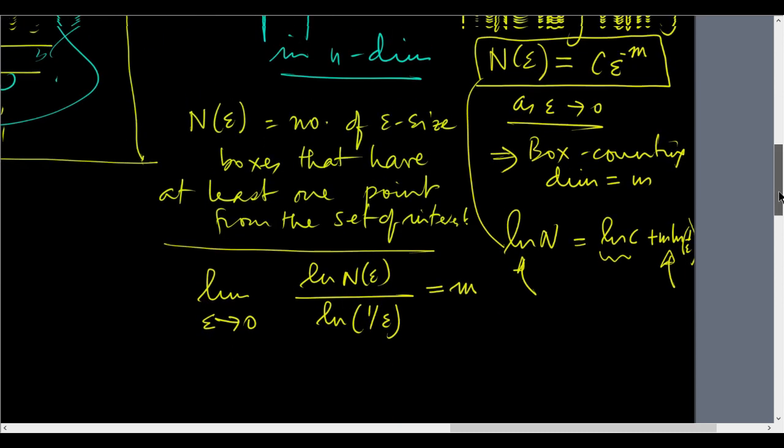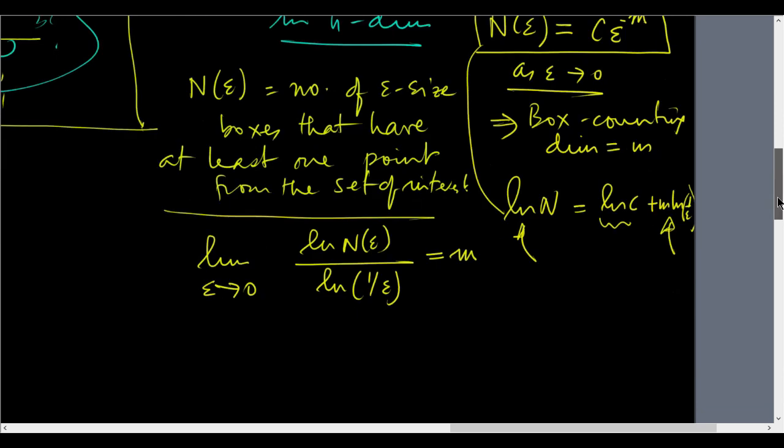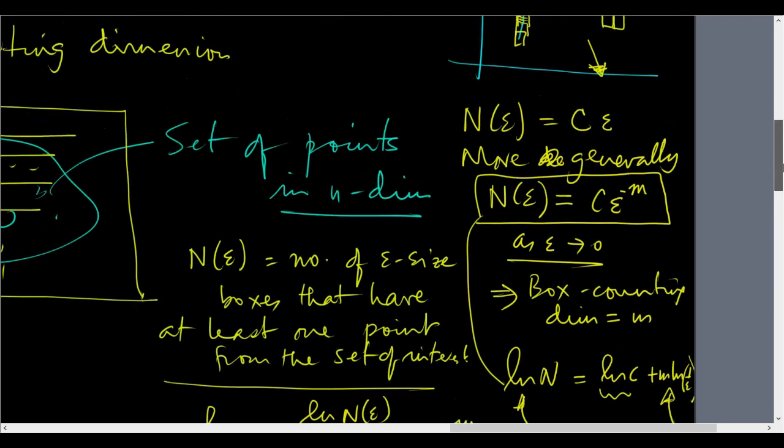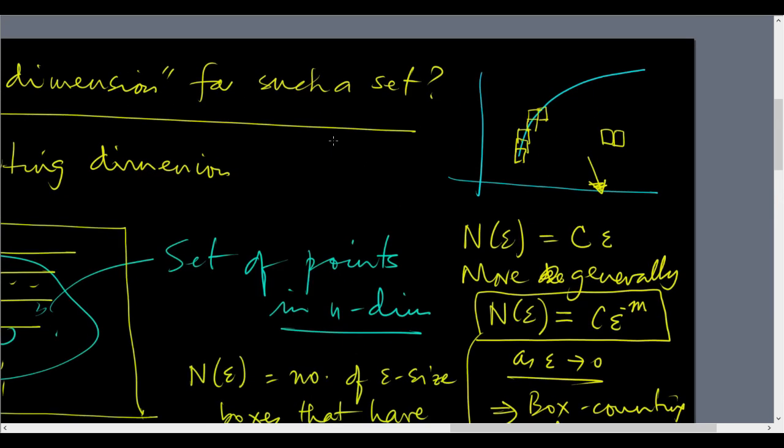You can see that it will work for a straight line or for a curve in 2D. What about in 3D? If you are in 3D and you have a curve that looks like this, then once again you will have just boxes, only they will be cubes, right? And the total number will again just be epsilon to the minus 1. It will again be inversely proportional to epsilon.